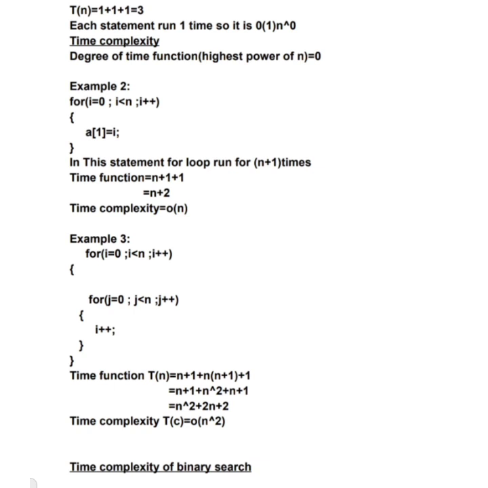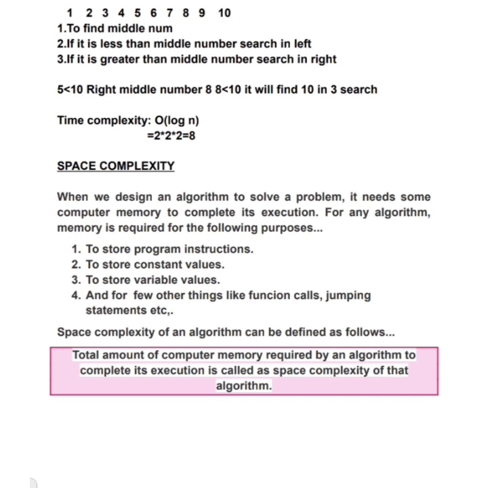Now we will see the time complexity of binary search. Binary search means we have to divide the list in half and search for the particular number. For example, in a sorted list, we have to search for the element 10. First we have to find the middle number. If the element is less than the middle number, we have to search on the left. If it is greater than the middle number, we have to search on the right side of the middle number. These are the rules for binary search.